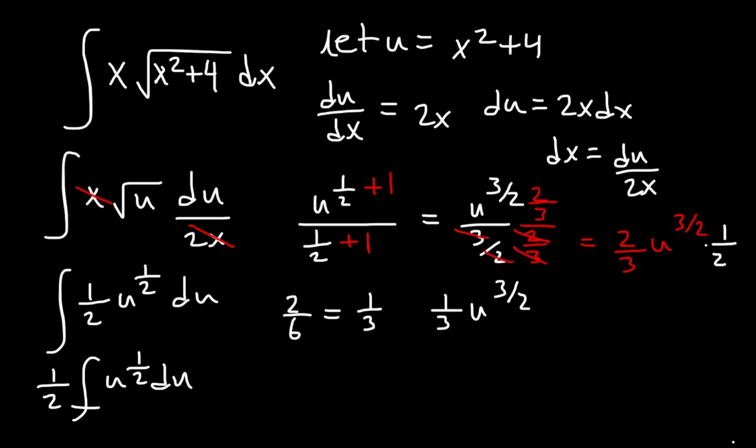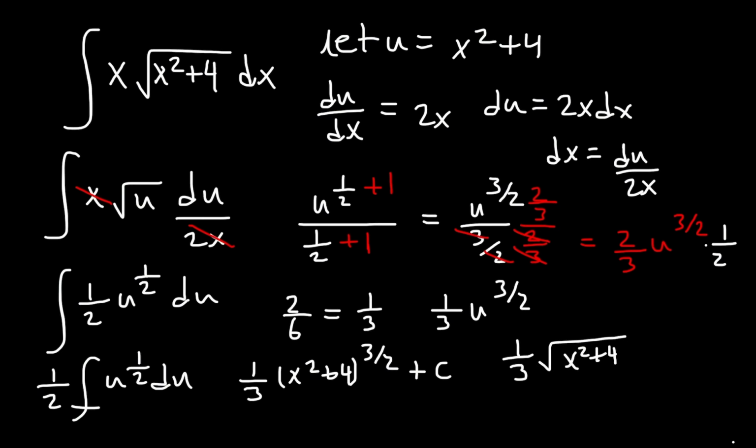Our final answer will be 1/3, and then we replace u with whatever we had before. So (x squared + 4) raised to the power of 3/2 plus the constant of integration. And if you don't like writing your answers with a fractional exponent, you can write it like this: 1/3 of the square root of x squared plus 4, raised to the power of 3, plus the constant of integration. Now let's try another problem.